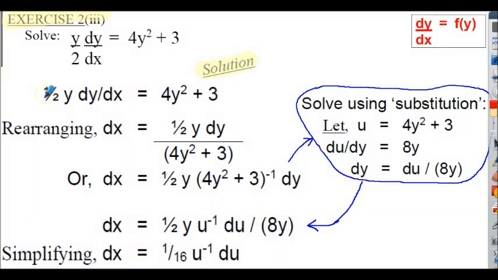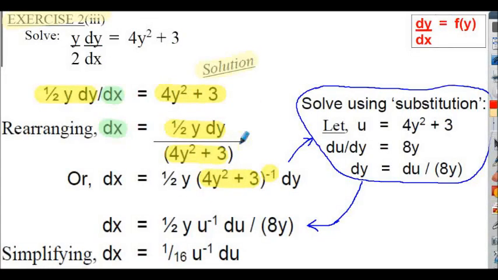Just written the equation here on one line. Again, rearranging for x onto one side and y on the other, I multiply throughout by dx and divide throughout by 4y squared plus 3. So again, writing dx on the left hand side is equal to a half y dy divided by 4y squared plus 3. What I've done on the next line is simply brought the denominator of 4y squared plus 3 to the top line and raised the bracket to the power of -1.